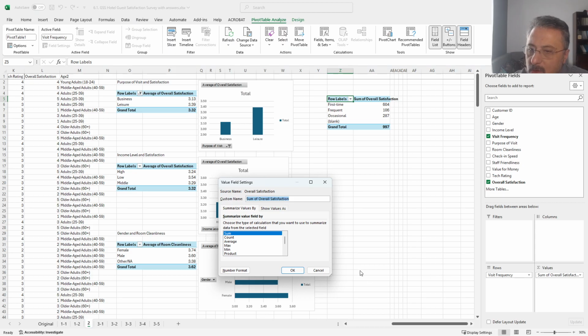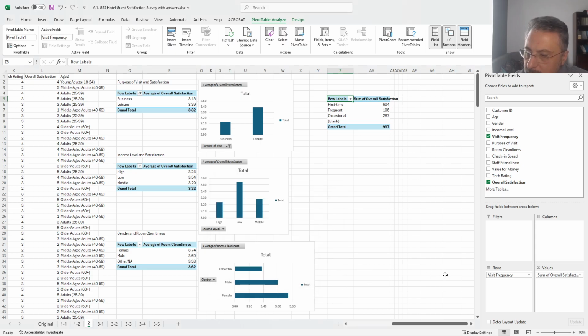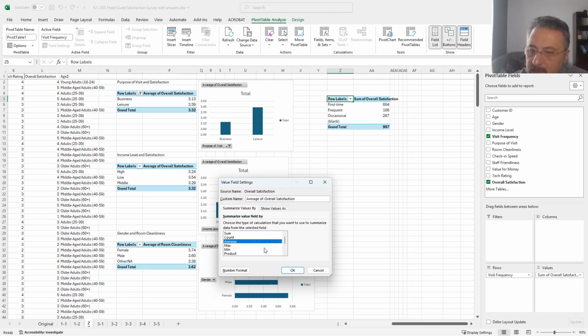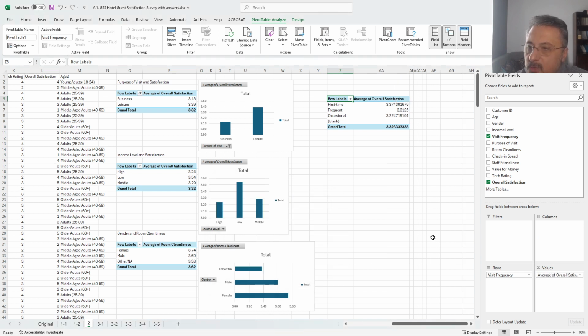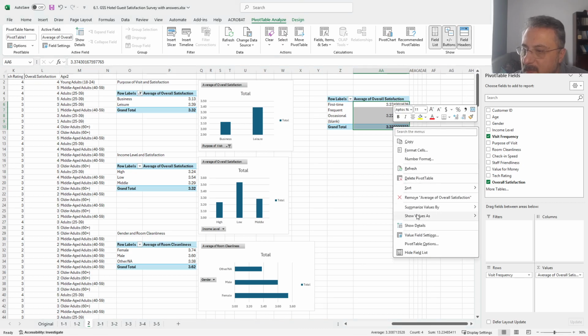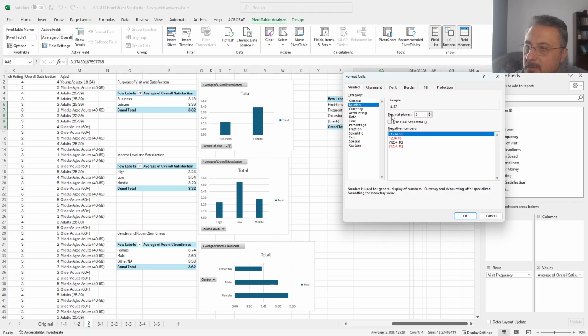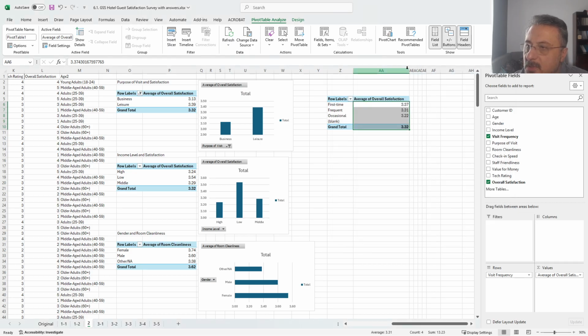So we go and look, let me show you again. We go in here, click on the value field setting, and we look at the average. So what we are trying to say to Excel is we want the average of those values. And of course, after that, you can format just to make it 2-digit numbers.